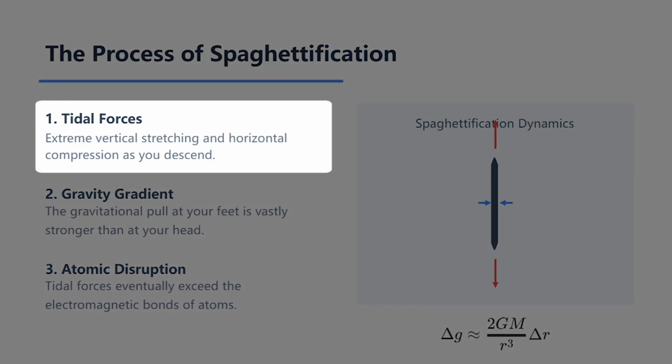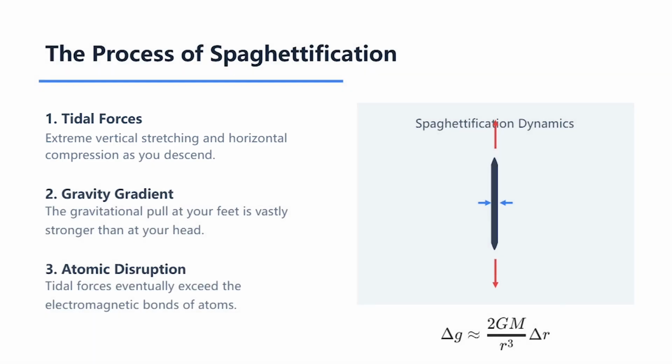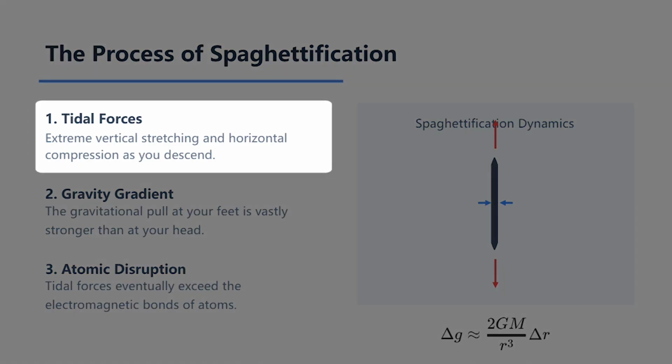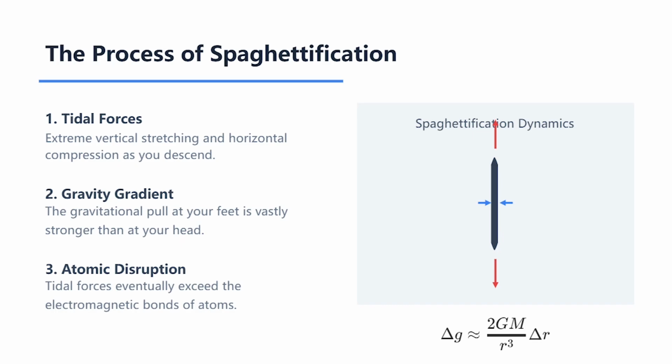The first stage involves extreme tidal forces. As you fall in, you're not just being pulled, you're being stretched. Imagine your body as a piece of dough being pulled from both ends while being squeezed from the sides. This simultaneous vertical stretching and horizontal compression is what turns an object into a long, thin strand.